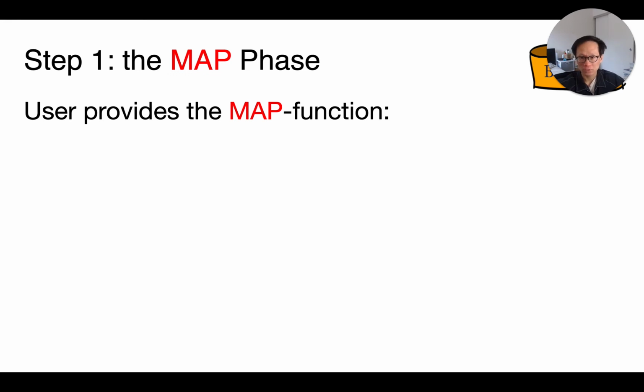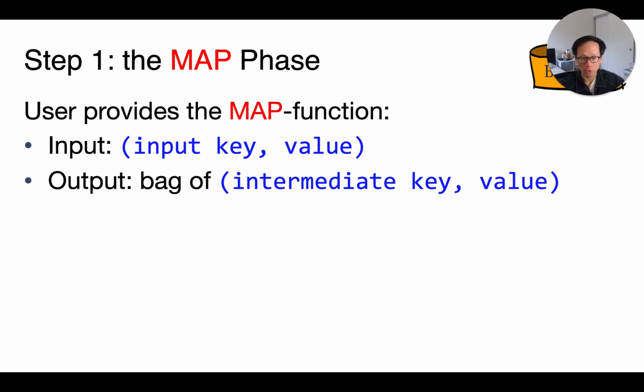After reading in the data, we run the mapper program, or the map phase. The mapper program is provided by the user, where it takes in a bunch of key value pairs and outputs one or more of key value pairs. Here, the key and value in the output can be completely different from the input in terms of their types and obviously also their values.